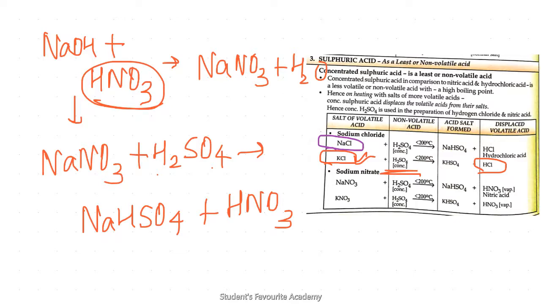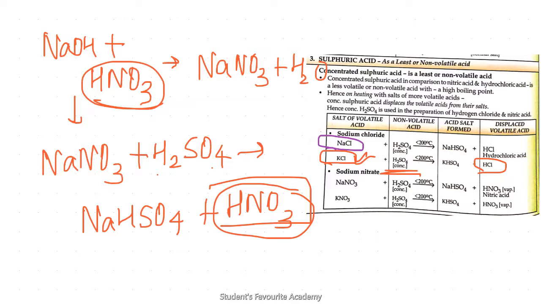This is one of the reasons why concentrated H2SO4 is used in the preparation of HCl and HNO3, because if we take the salt of that particular acid and react it with H2SO4, then the particular acid is liberated. If it is nitric acid, it is liberated in vaporized form.